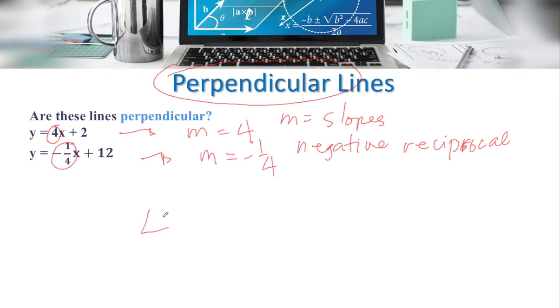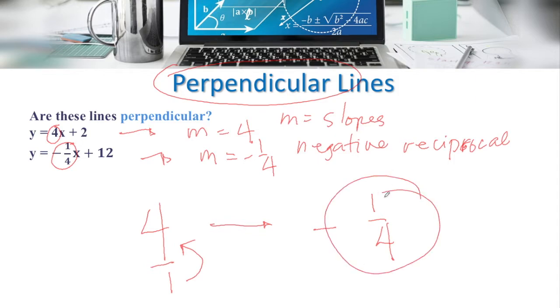So let us see. This is 4, and the opposite sign is negative 4. And since this is a whole number, its reciprocal is 1/4. Okay? So therefore, 4 and negative 1/4 are negative reciprocal. Then your answer is yes. The graph of these two equations is perpendicular.